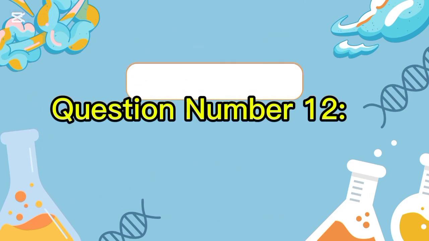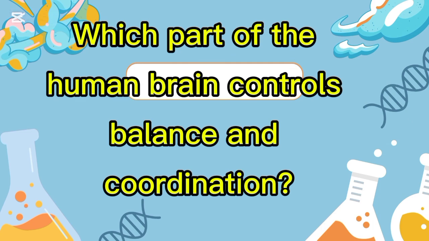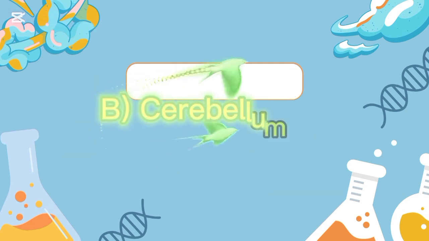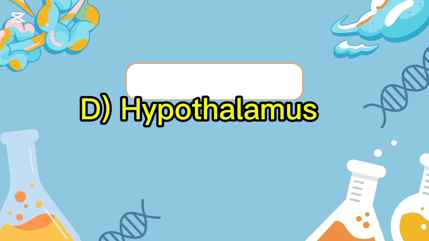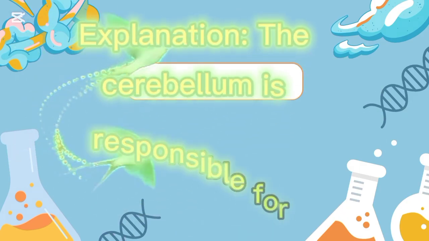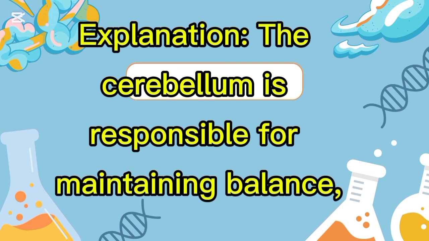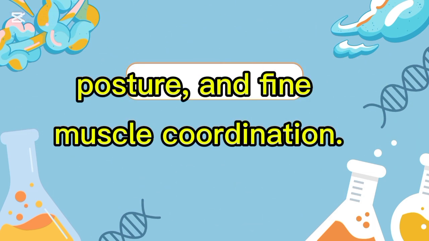Question number 12. Which part of the human brain controls balance and coordination? A. Cerebrum. B. Cerebellum. C. Brainstem. D. Hypothalamus. Correct answer, B. Cerebellum. Explanation. The cerebellum is responsible for maintaining balance, posture, and fine muscle coordination.